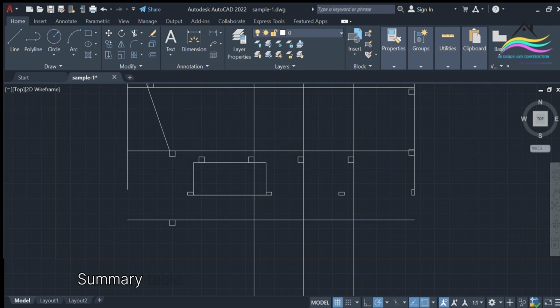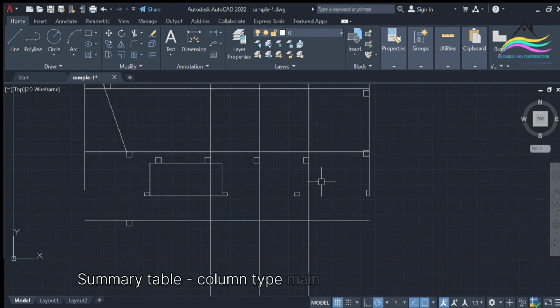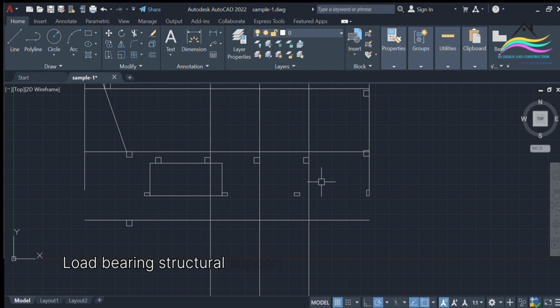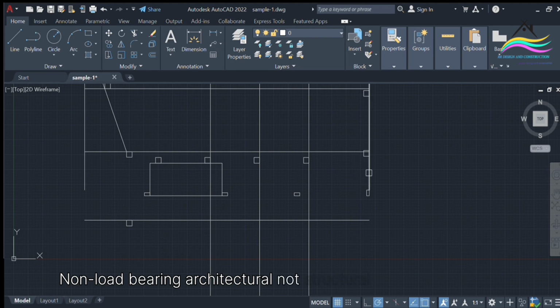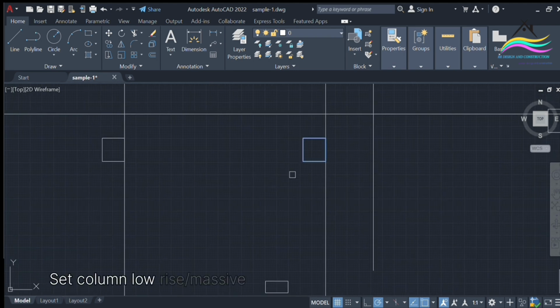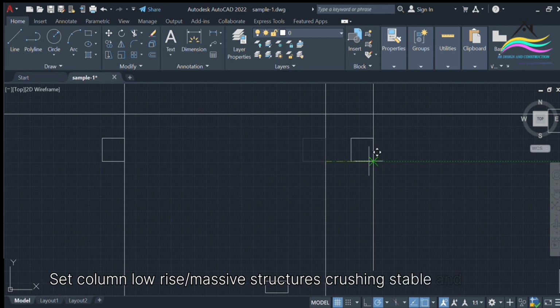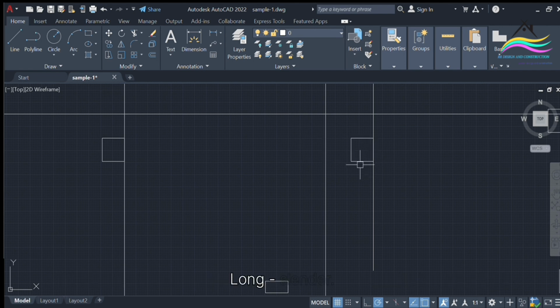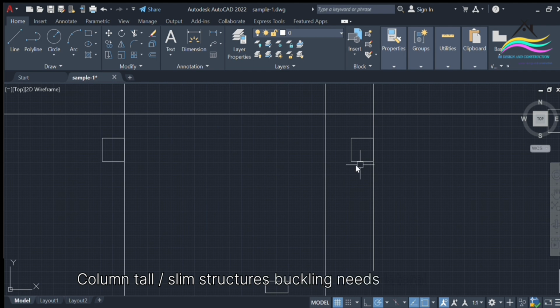Summary table. Column type, main use, failure mode, notes. Load-bearing: structural support, crushing/buckling, primary load transfer elements. Non-load-bearing: architectural, not structural, aesthetic use only. Short column: low-rise/massive structures, crushing, stable and strong. Long, slender column: tall/slim structures, buckling, needs lateral bracing.